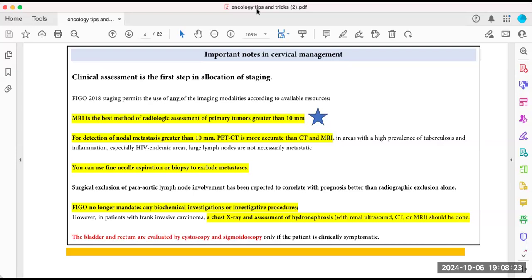For example, in a patient with frank invasive carcinoma, a chest X-ray and assessment of hydronephrosis with renal ultrasound, CT, and MRI should be done. However, a patient who has a problem like hematuria will be assessed by, for example, a cystoscope. But if the patient does not have other symptoms, you're only staging the cervical cancer now.